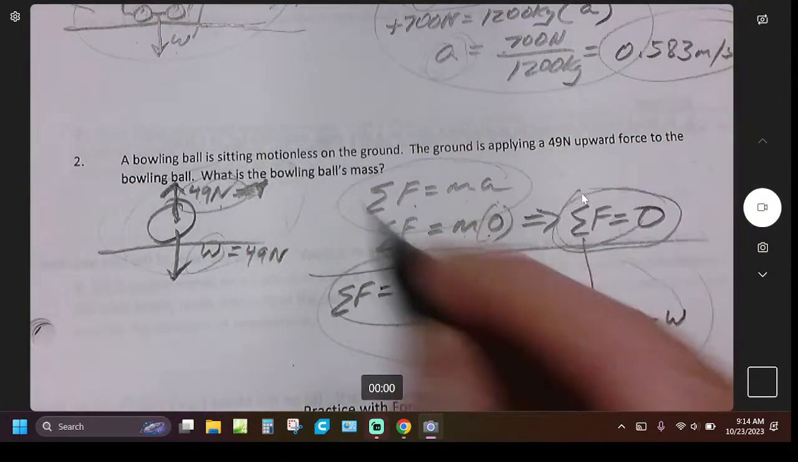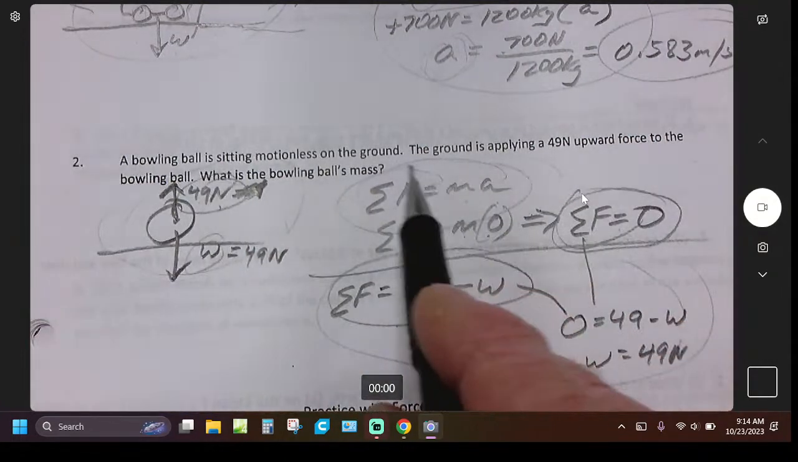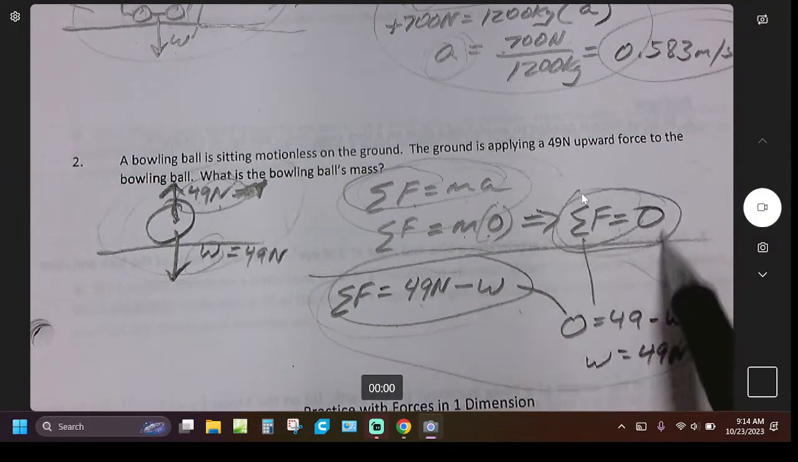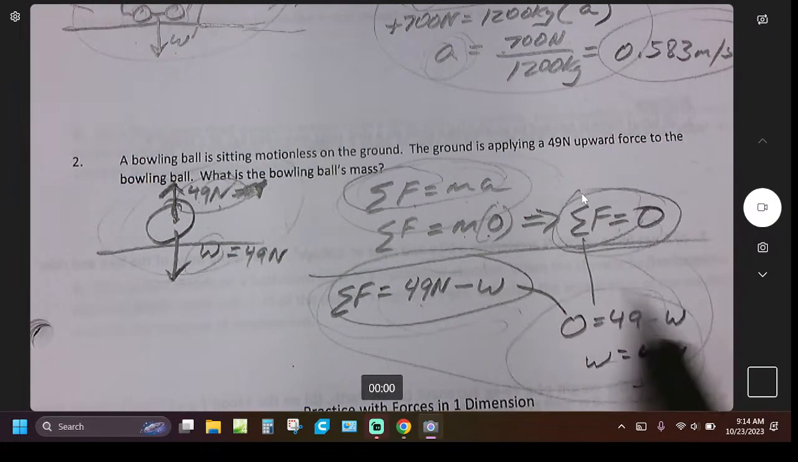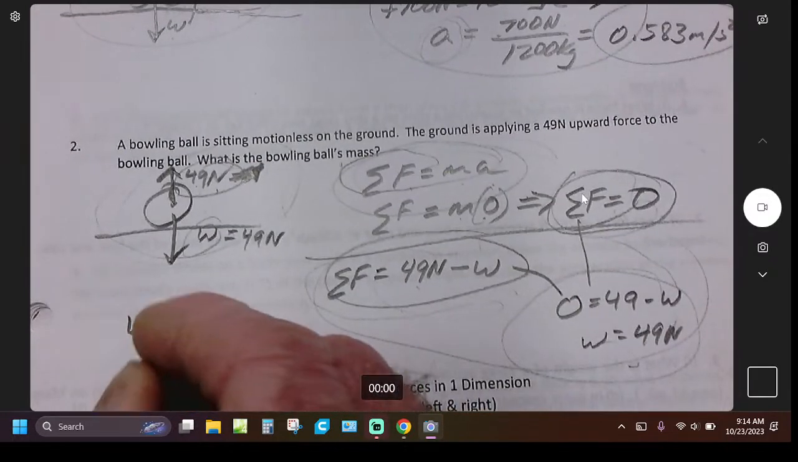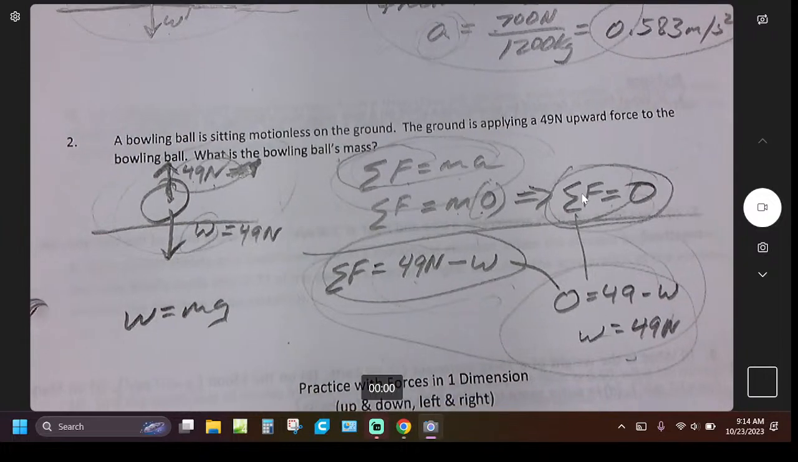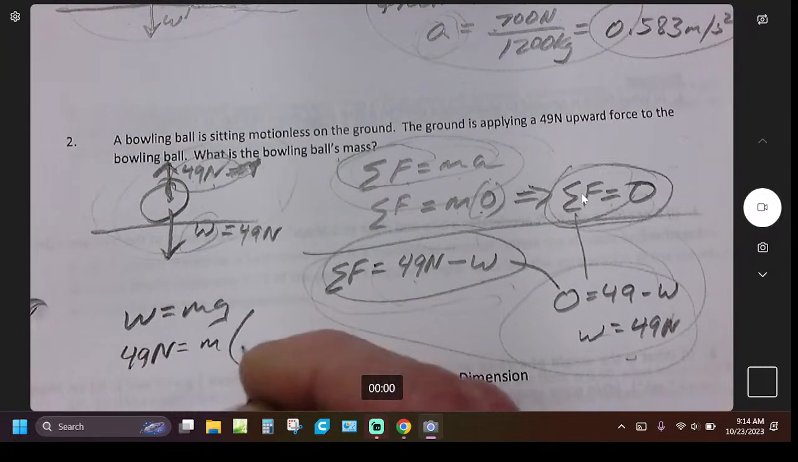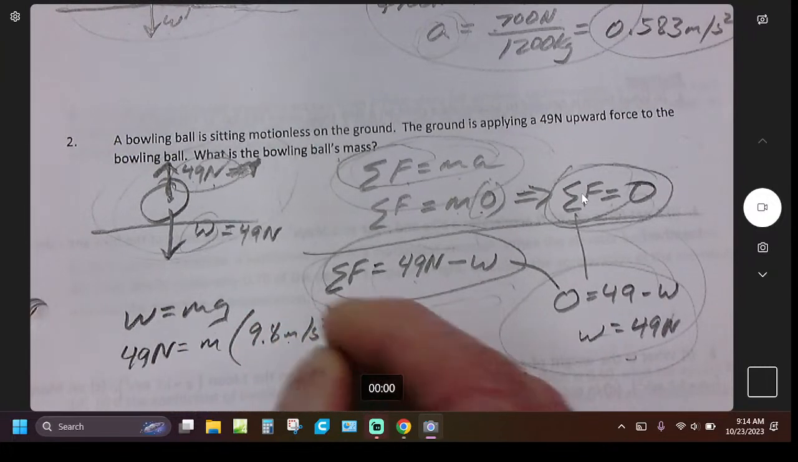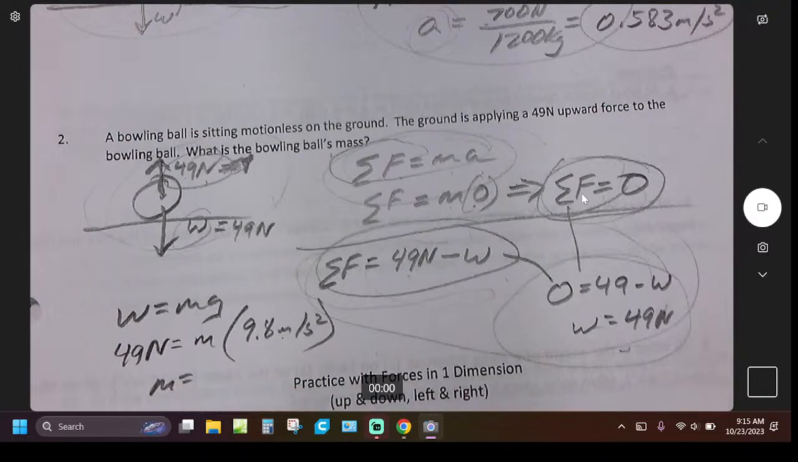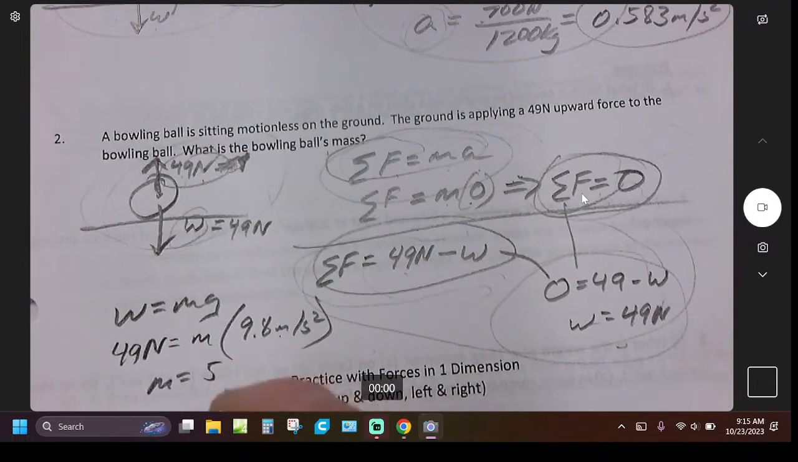So I've kind of exhausted this process. I've drawn a picture. I've written my first equation with Newton's second law. I've written my second equation where I add the individual forces, and then I set this equation and this equation equal to one another. That's what you do over and over. But now I want to get the mass. So we can use this. Weight equals mg, and the weight is 49 newtons, and the mass is what we're looking for, and g is 9.8. So 49 divided by 9.8 is the mass, and isn't that 5? Yep, 5 kilograms.